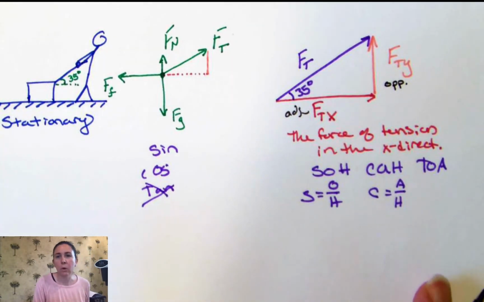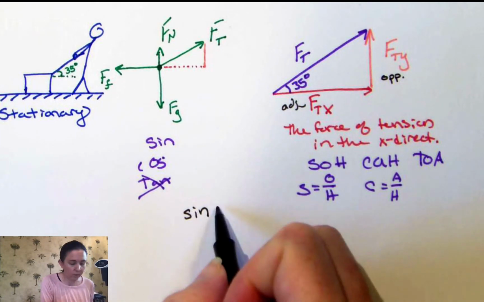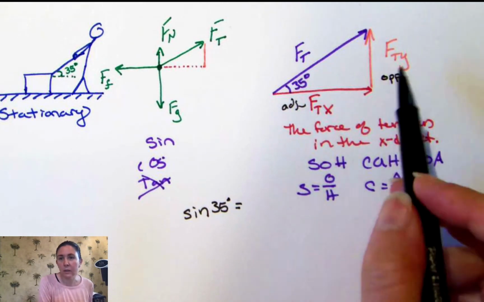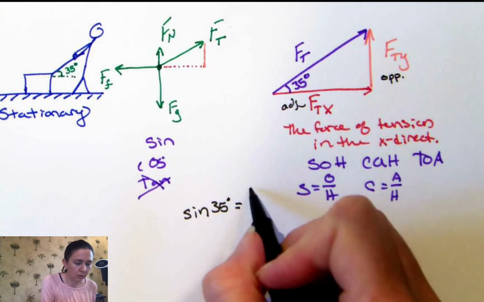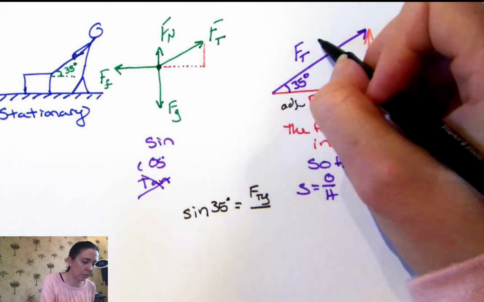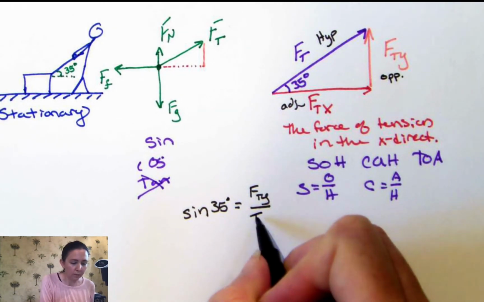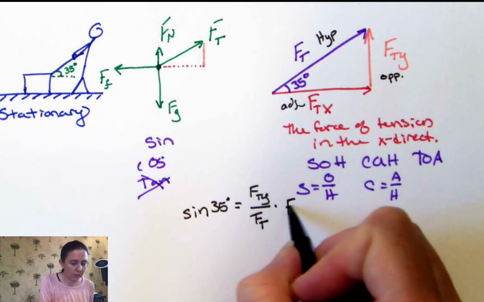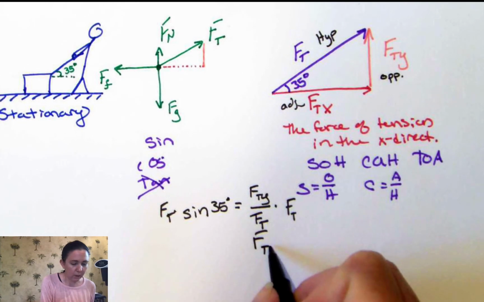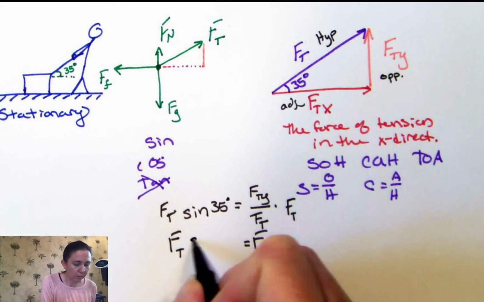If I were to think about, well, what would the sine of this angle be, if I had the sine of 35 degrees? That's going to be the opposite, FTY, over my hypotenuse. In this case, this is my hypotenuse. The overall force is always going to be the hypotenuse, force of tension. Multiply both sides by the force of tension. I get FTY, the force of tension in the y direction, is the overall force of tension multiplied by the sine of 35.